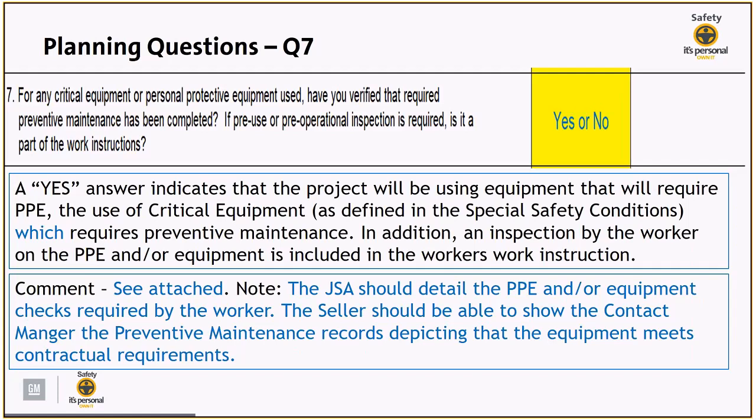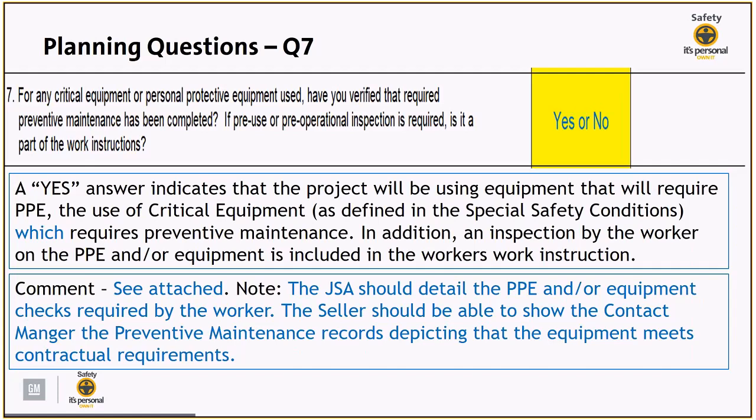Question 7 is asking, for any critical equipment or personal protective equipment used, have you verified that required preventative maintenance has been completed? If pre-use or pre-operational inspection is required, is that a part of the work instructions? So if the seller answered yes to this, it will indicate that the project will be using equipment that will require PPE or the use of critical equipment as defined in the special safety conditions, which requires preventative maintenance. In addition, an inspection by the worker on the PPE and/or equipment is included in the worker's work instructions.